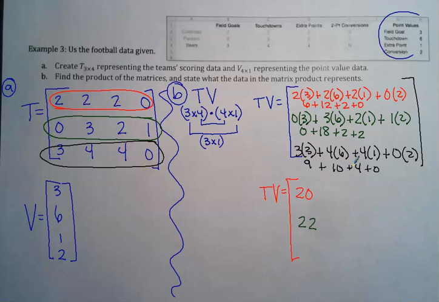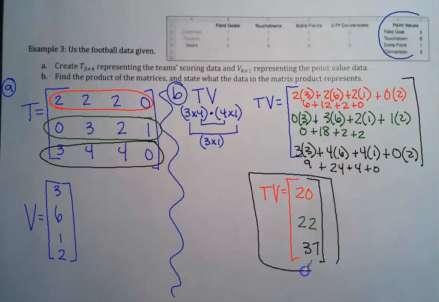So 9 plus 10 is 19, plus 4 is 23. Did I do something wrong? 3 times 3 is 9. Okay, my answer key says it's 37. Did I do something wrong? Oh, 4 times 6, where did I get 10? It's 24. My goodness. I knew something was off. So 9 plus 24 is 33, plus 4 is 37. All right, so TV is here. Oh my goodness.